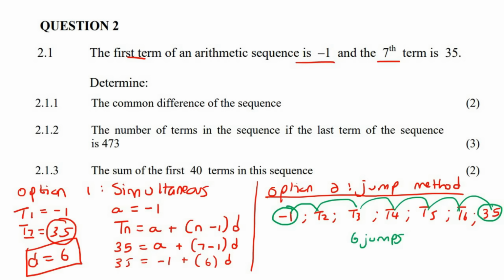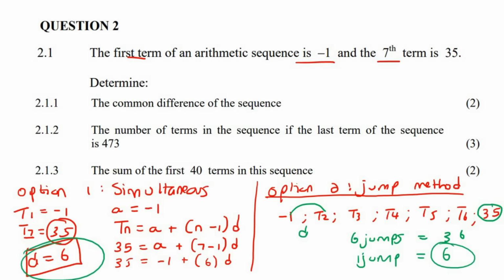Now how much distance did we cover? Well, we went all the way from minus 1 up to 35. To count from minus 1 to 35, that's 36. So check that out: 6 jumps gave us 36. What would 1 jump give us? 36 divided by 6 is 6. And that's d, because d is the difference between each little jump. That's a jump, that's a jump, that's a jump. So each jump, which is d, is 6.